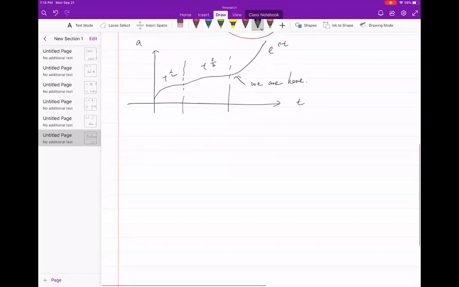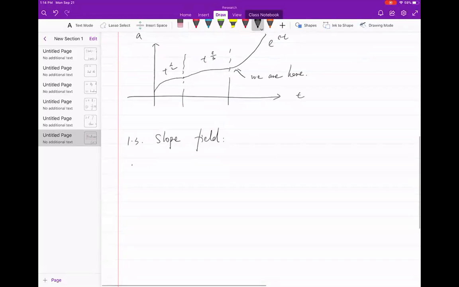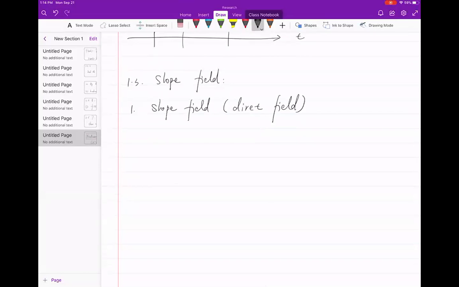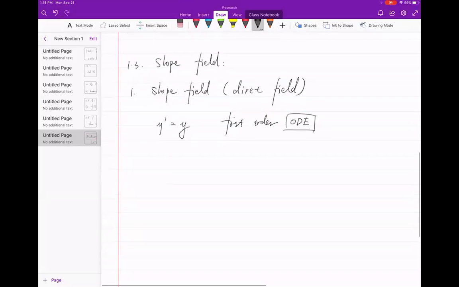Cool. 1.3, slope field. Okay, let's talk about slope field. Some people call it direction field. They mean the same thing. So we were talking about solving this first order ordinary differential equation. I'm just going to say ODE from now on.